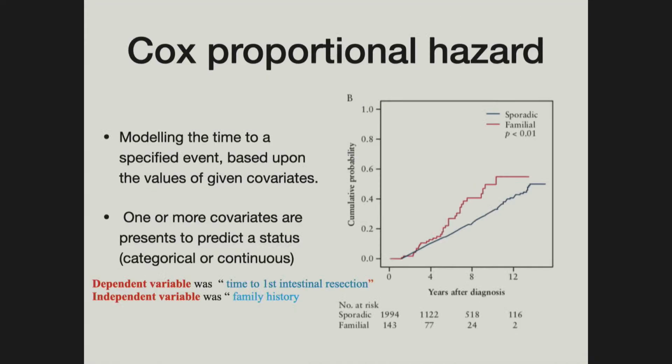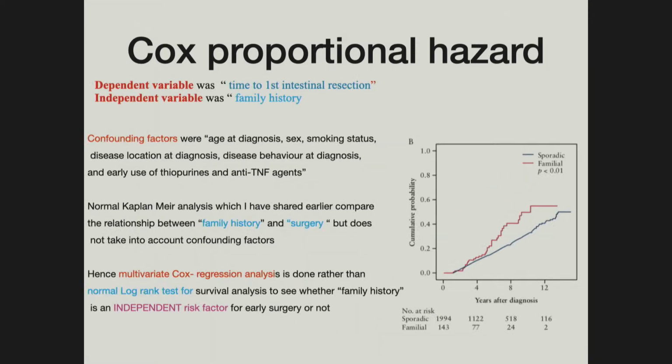So this is the example of Cox proportional hazard analysis, for which the data sheet that I have shared is this only. The dependent variable is the final event, that is the time to first intestinal resection or first surgery. The independent variable is family history of IBD; we want to study whether that affects the time to first intestinal resection. These are the 2 variables, but there are a few confounding variables like age, diagnosis, gender, smoking, biologic use, disease behavior at diagnosis, and the location of the disease, which can affect the time to first intestinal resection.